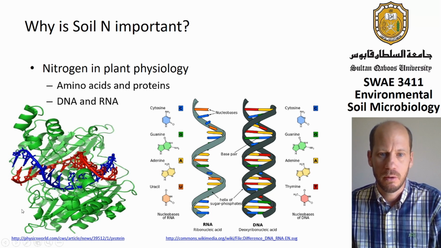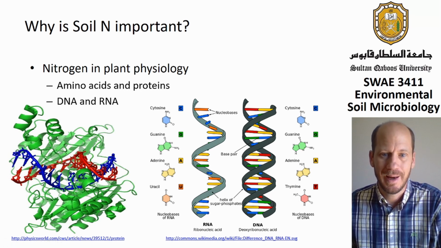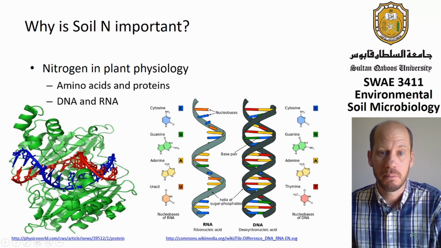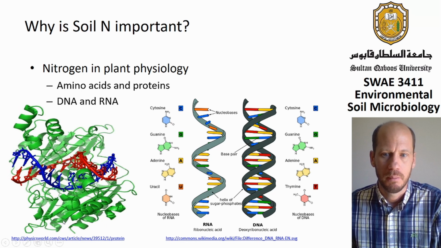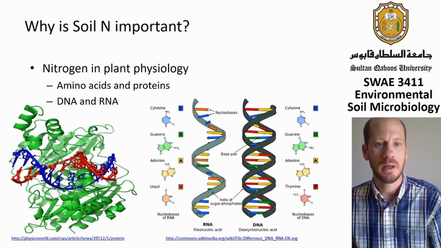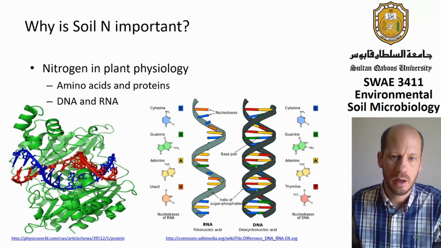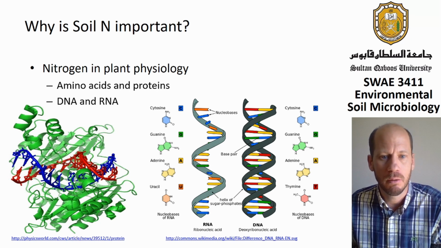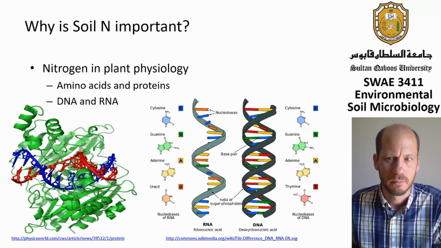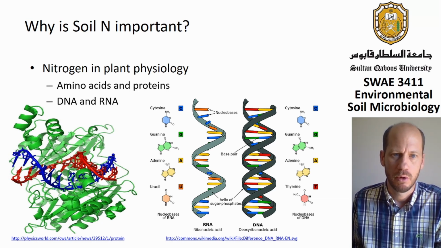The other form of nitrogen in cells will be DNA and RNA. Unlike phosphorus, which will be part of the backbone of the DNA, nitrogen will be part of the bases. All bases will contain nitrogen, and therefore it has a really important function in being part of the genetic code of every cell. So these two are the main physiological roles that it plays.